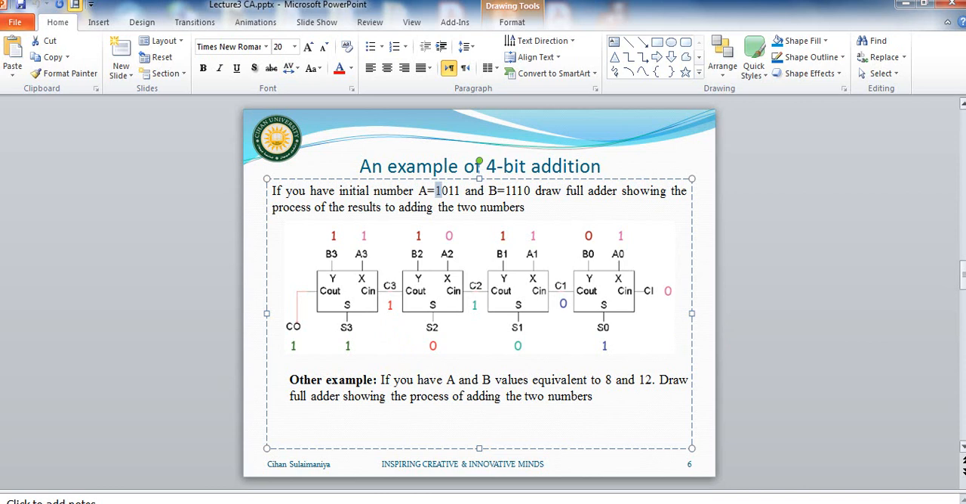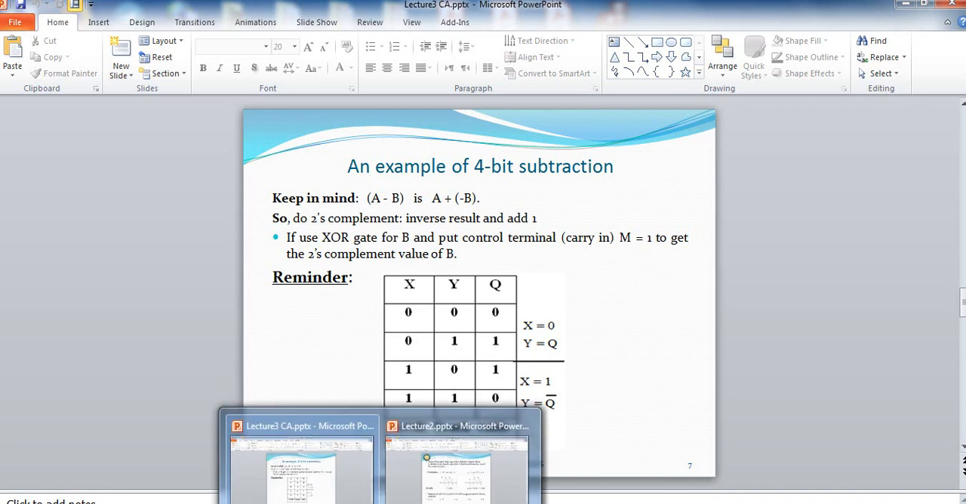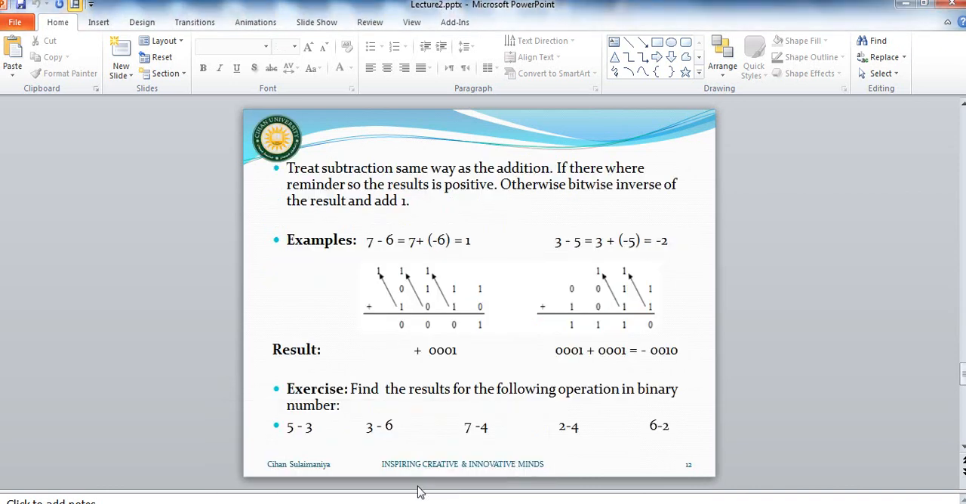Now I am going to move on to subtraction. Before I go to subtract two numbers, I want to remind you about the procedure we did at the end of last week, when we did subtraction of two numbers. I will go to the slides from last week. These are the examples we took.